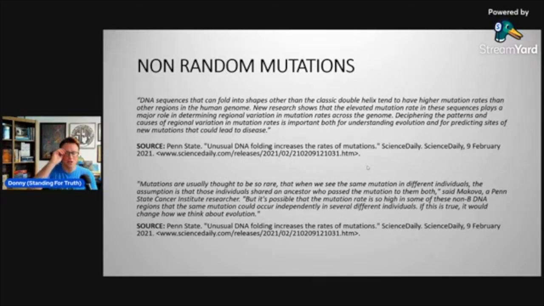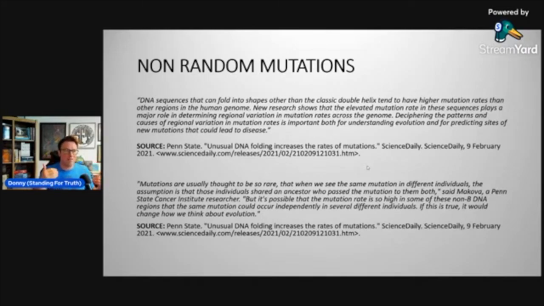Notice this. Mutations are usually thought to be so rare that when we see the same mutation in different individuals, the assumption is that those individuals shared an ancestor who passed the mutation on to both. But it's possible that the mutation rate is so high. Remember, I pointed that out. The mutation rate is now so high. The genome is mostly functional. That means the mutations that hit every single generation are going to be, by definition, deleterious, damaging, disease-causing, and harmful.